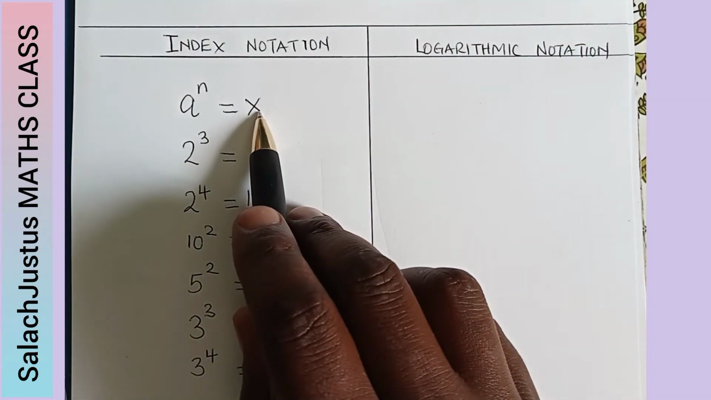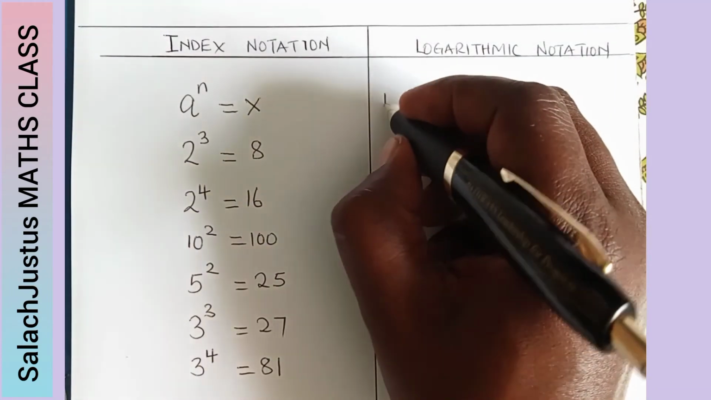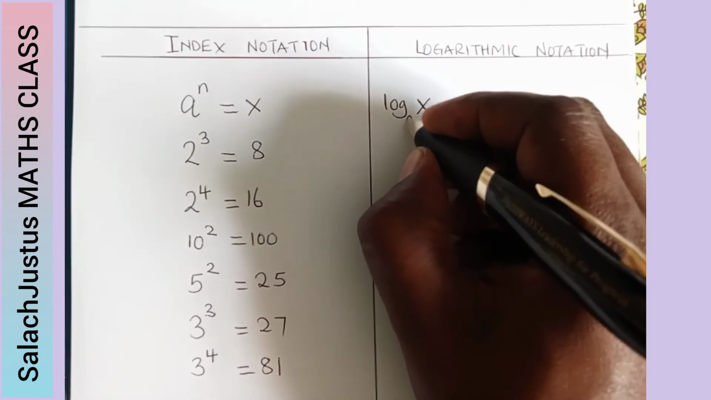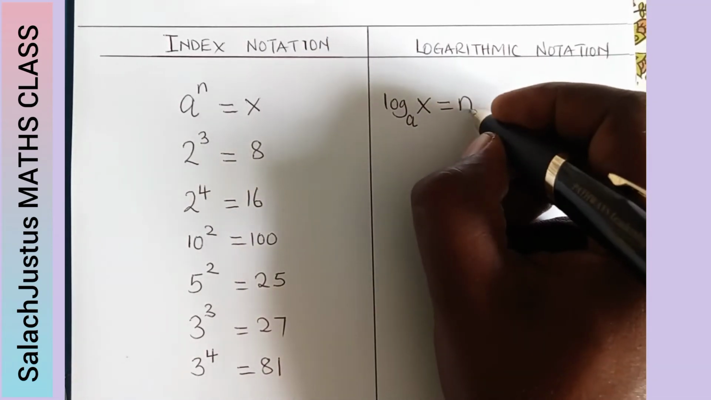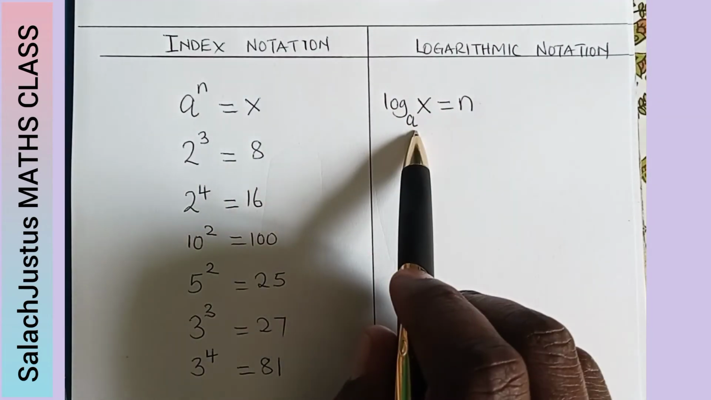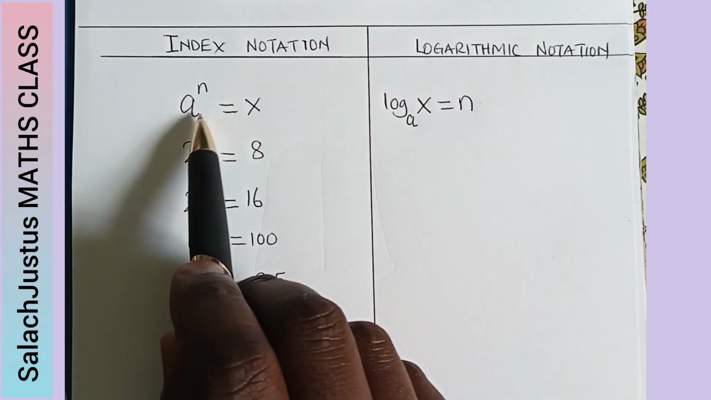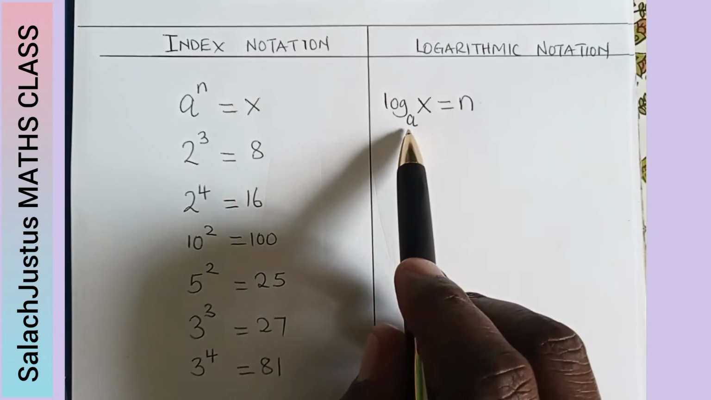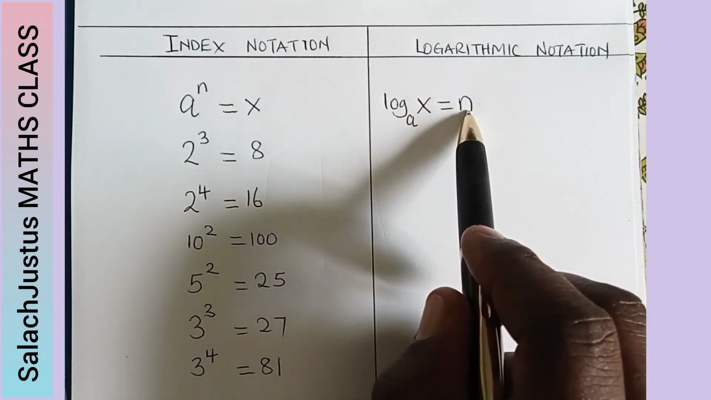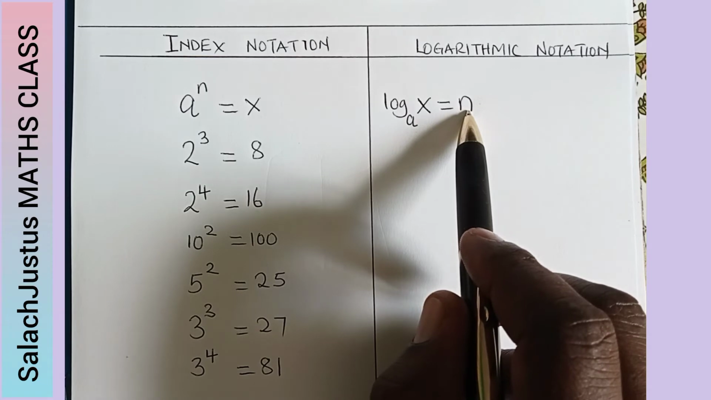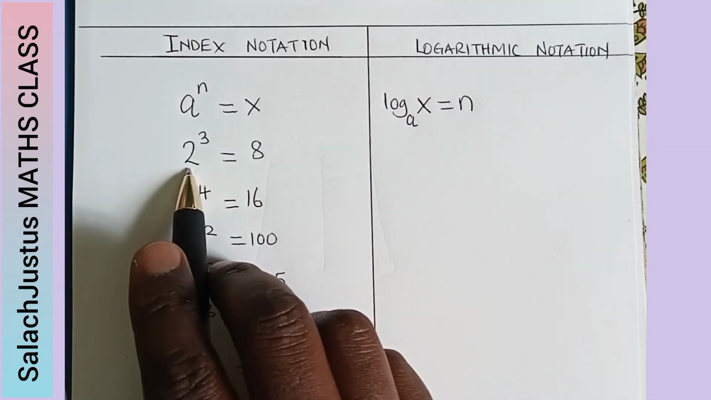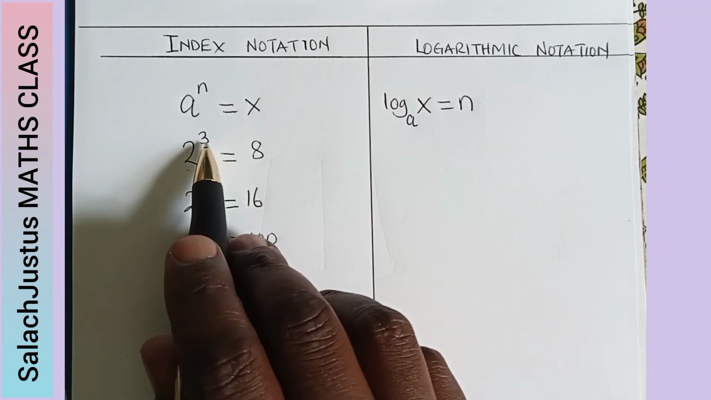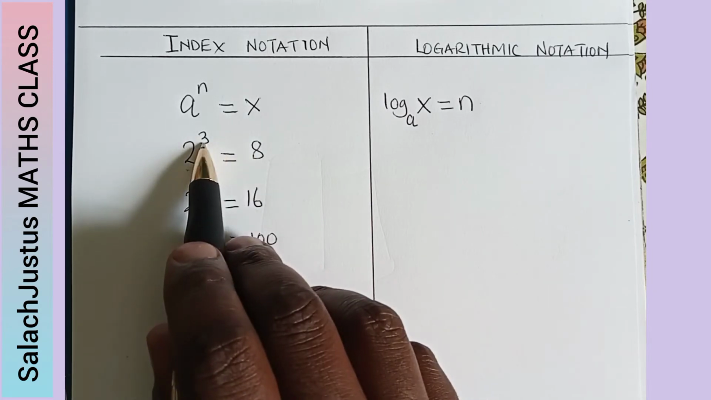The first example here: we can say logarithm of the number x to base a is equal to n. Let's consider log to base a. a still remains the base. So log to base a of the number x is equal to n. So this is the base, this is the number, and this is the power, coming as the solution for the logarithm. Example number 2, 2 raised to power 3 is equal to 8. So the base here is 2, the number is 8, and the power is 3.